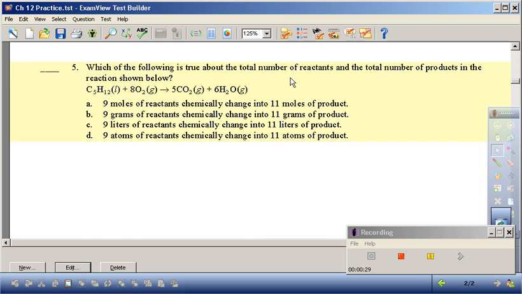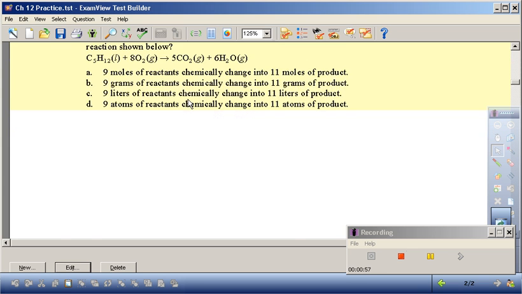Number 5 here, what's true about this? Well, again, my equation is a mole ratio. I have 1 mole of this for every 8 moles of that. That's going to produce 5 moles of this and 6 moles of that. So letter A tells me that 9 moles of reactants, because I have 1 plus 8, these are my reactants, 1 plus 8 is 9, changes into 5 plus 6. 5 plus 6 is 11. So that's A.